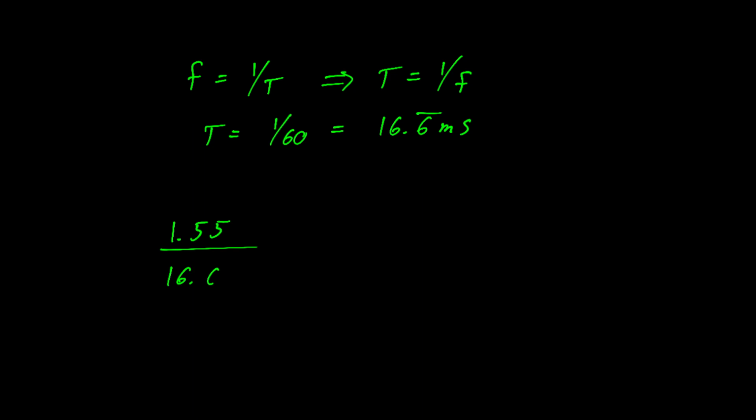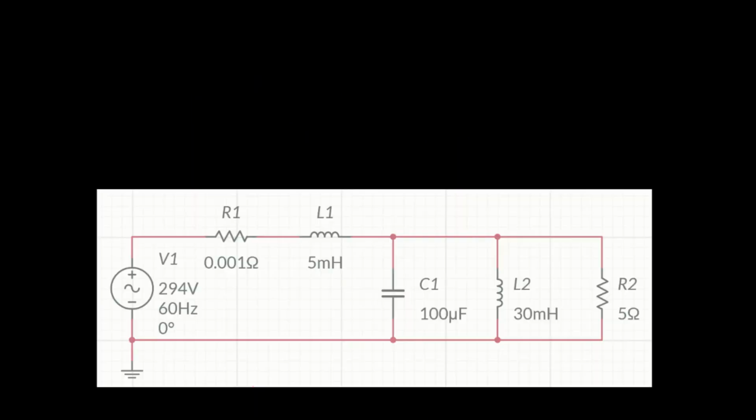To measure the phase, we establish a ratio where we say that 1.55 milliseconds is to 16.6 milliseconds, as x is to 360 degrees. Solving for x, we find that the phase difference between the voltage and current is 33 degrees. At this point, we'll quickly go through the circuit calculations so you can see that what we put on paper matches the simulation.